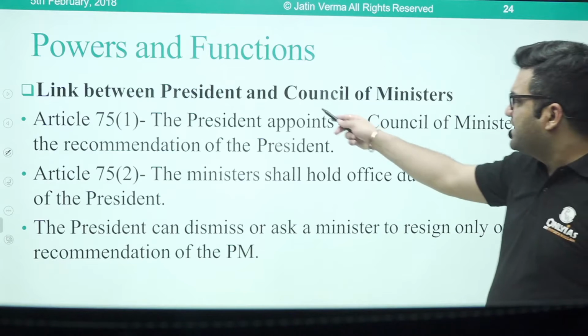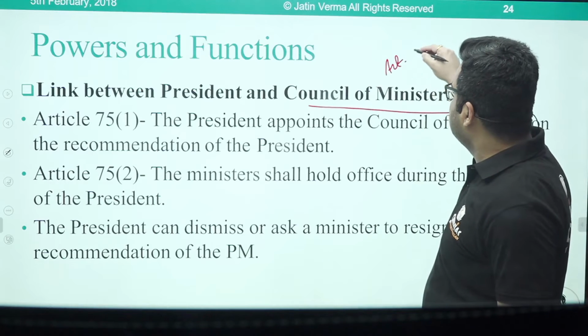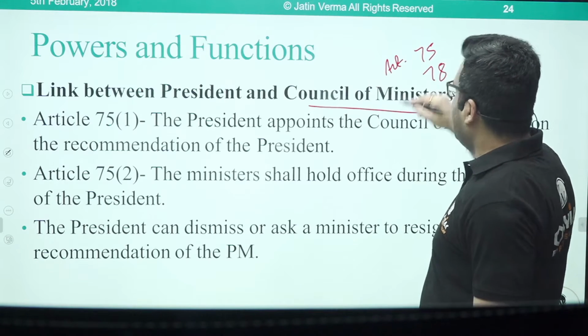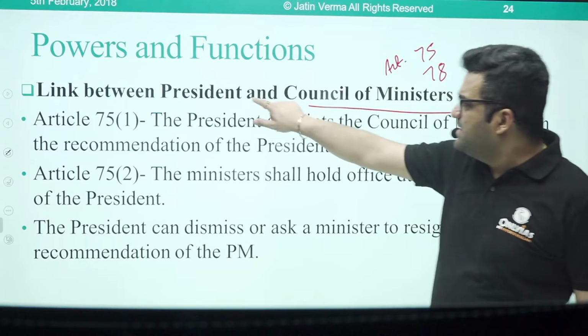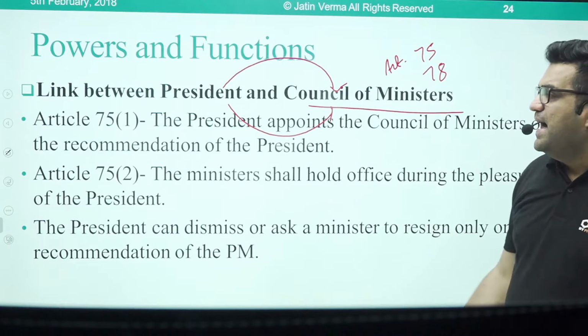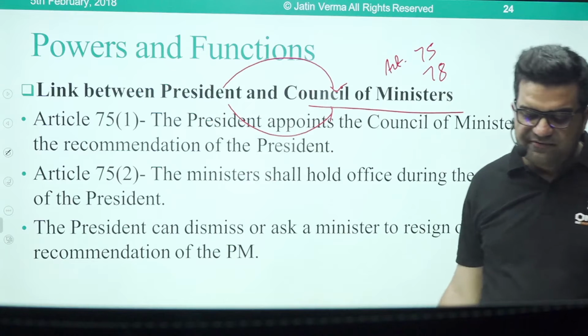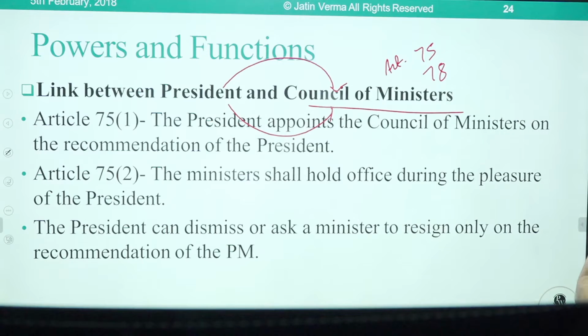Okay, link between the President and the Council of Ministers. This can be a direct question. Which of the articles establish the link between the Prime Minister and the President? Okay, so the Prime Minister is the link between the President and the Council of Ministers, and the President is the link between the Council of Ministers and the Prime Minister. Because there have been scenarios where the Prime Minister has unilaterally taken the decision without informing his own Council of Ministers.